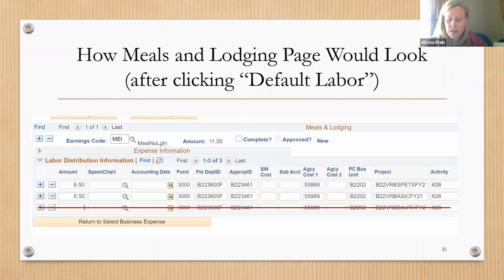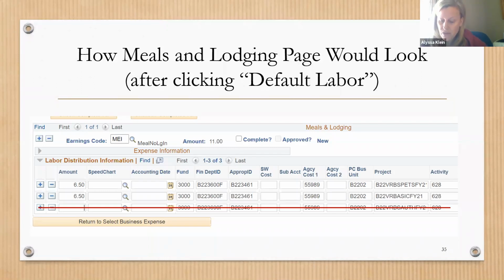So here's how it would look on the meals and lodging page on my expense report after I clicked on default labor. Since 50% of my meeting was focused on pre-ETS required services, I enter in half the cost of my lunch, or $6.50, in the Pre-ETS line. And because the other half of my meeting was focused on regular VR services, I enter the other half of my lunch cost, or $6.50, in the VR basic line. Lastly, I would delete the pre-ETS authorized services line since my meeting did not include those services.